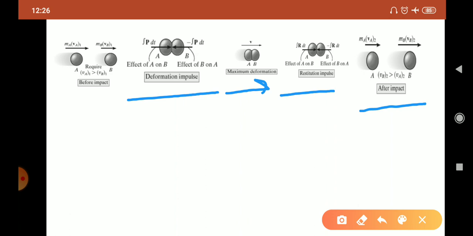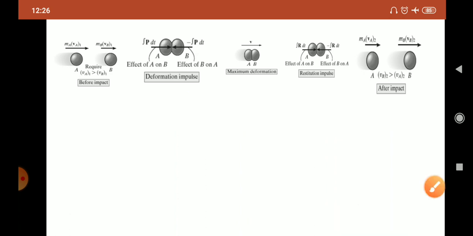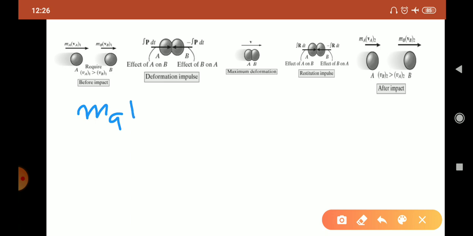Now for deriving the coefficient of restitution, what we need to do is apply the conservation equation here. So how will we apply it? Let's see step by step. First we need to apply it for body 1. Body 1 has mass ma and velocity va. So we'll write down ma va for the initial condition, which is the initial momentum of body A.